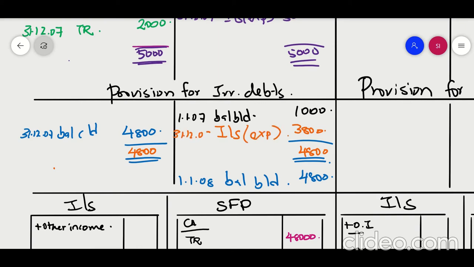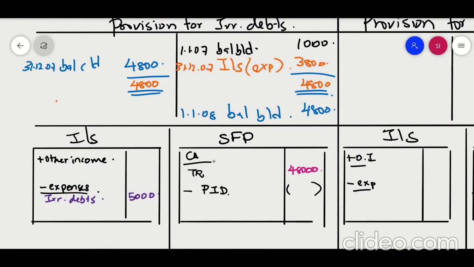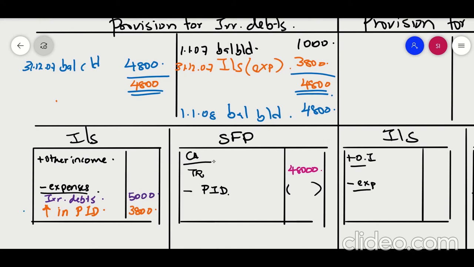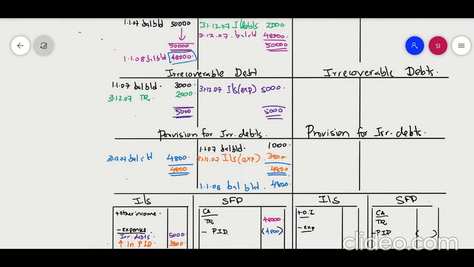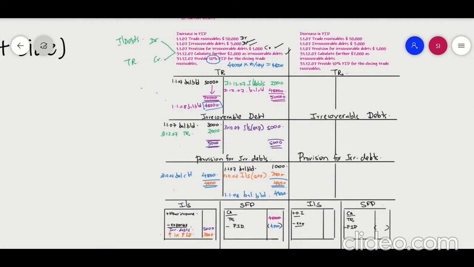31st 12/07. Now, go back here and you're going to transfer this 3,800 under expenses as increase in provision for irrecoverable debts, whereas you're going to transfer the closing balance of 4,800 over here. Now this is for the increase that we had done. So you can see the entries that we had posted, how we calculated and how we had transferred it to income statement and asset.